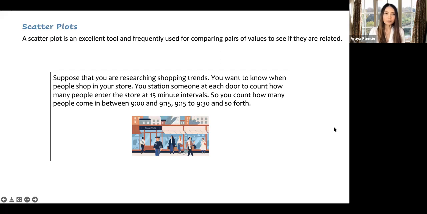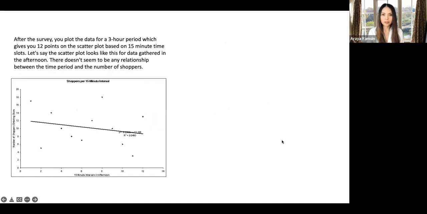Now look at this example. Suppose that you are researching shopping trends. So you want to know when people shop in your store, and you station someone at each door in order to count how many people enter the store at 15-minute intervals. So you count how many people come in between 9 and 9:15, and then 9:15 to 9:30, and so forth, every 15 minutes. Okay, so this is what you want to do.